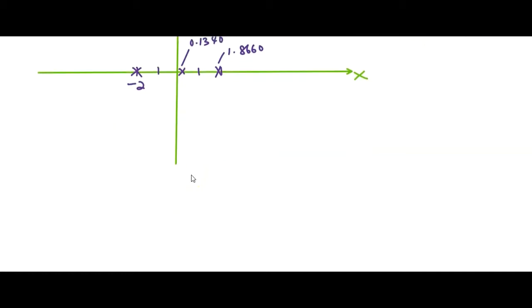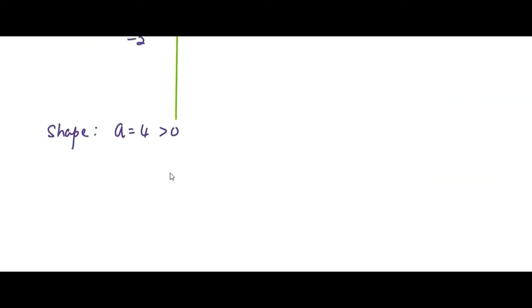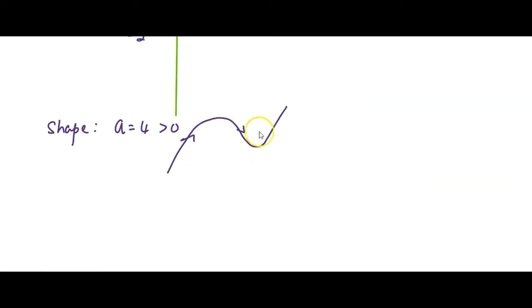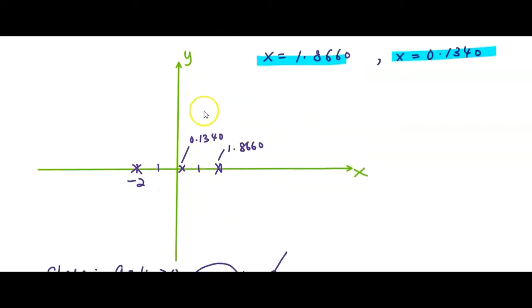And we need to know the shape of the graph. To know the shape of the graph, I will consider the value of a. Since the coefficient of x cubed equals 4, the a is greater than 0. Then the graph has the shape like this: up, down, up. You have three roots, so the graph will be just up, down, up like that. The graph passes through -2 and reaches a local maximum. It will go down and go up again.